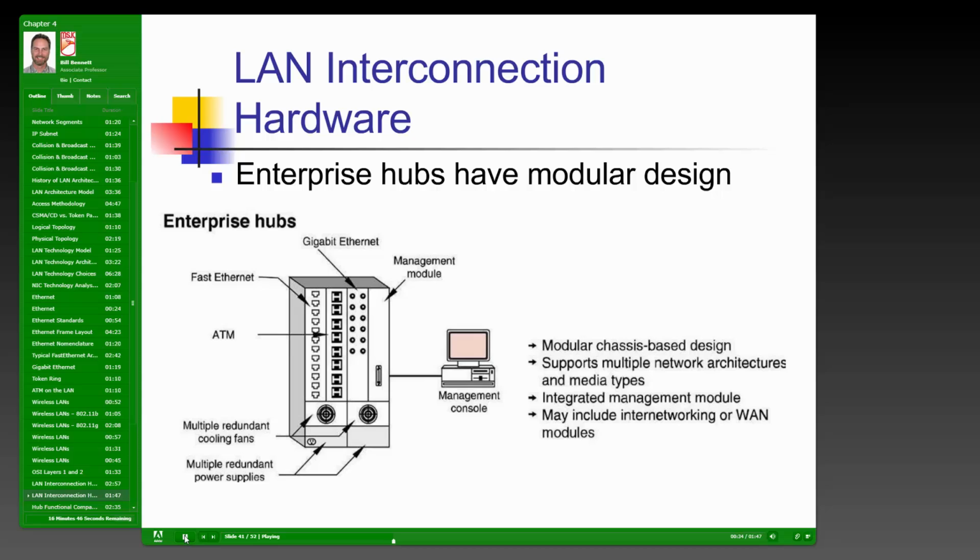As you look at this graphic here, for instance, they've got one card that is a Fast Ethernet card that they've slid into this chassis, and then next to it is an ATM card installed into that chassis, and then next to it is a Gigabit Ethernet card. And then on the far right is a management module, which will let you hook up a PC to it, usually through a serial port, and communicate and manage, actually control, the components installed in this enterprise hub.